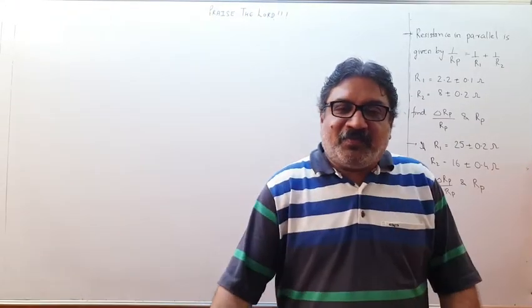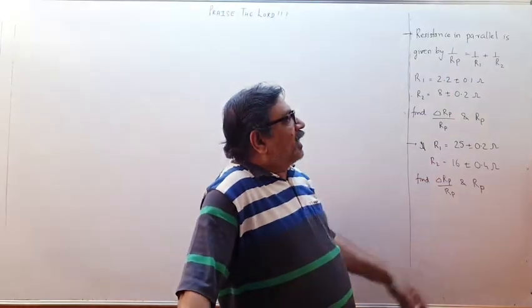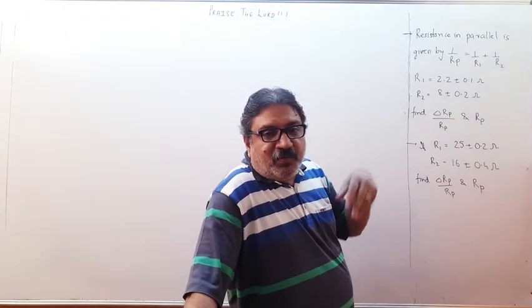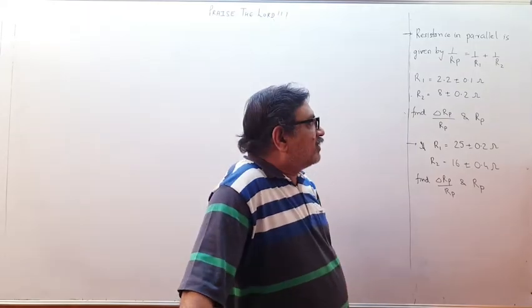Today we want to take up a few more sums on errors. See, resistance in parallel is given by 1 upon Rp equal to 1 upon R1 plus 1 upon R2. This formula you already know from class 10.